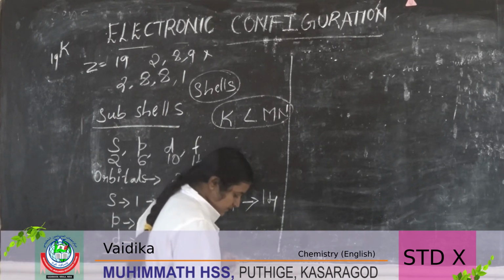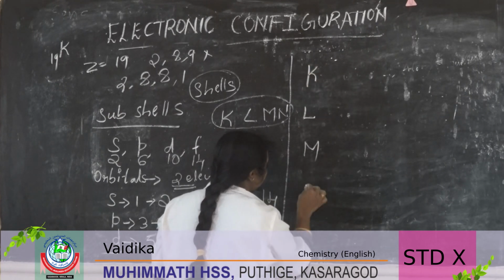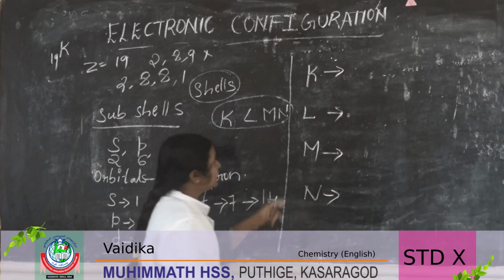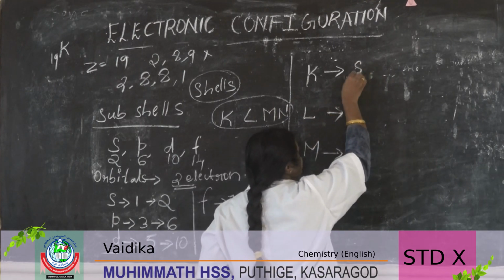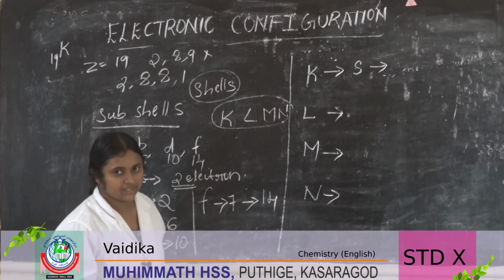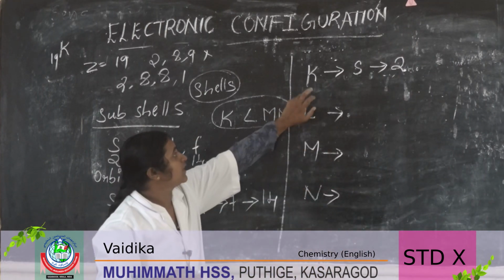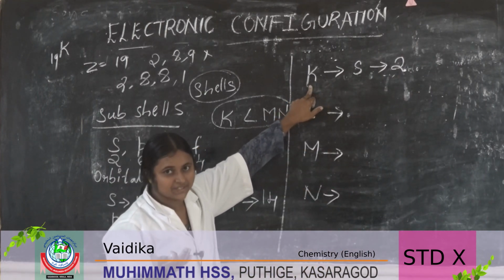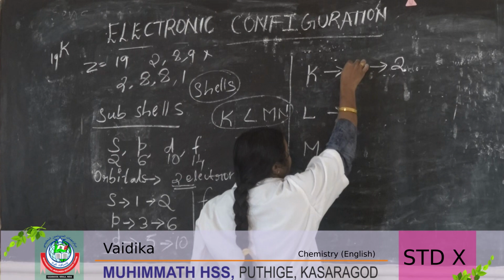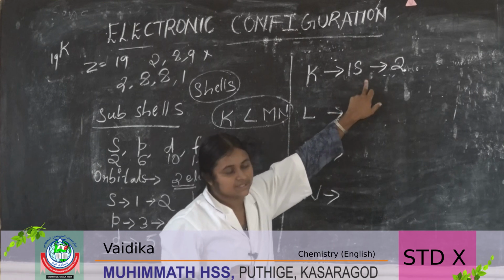So let us give a relation between the shells and subshells, or how many subshells are present in the shells. In the K shell, only the S subshell is present, because in the S subshell 2 electrons can be accommodated, and in K also 2. So S will be the subshell of K. K can also be represented as 1, by using the Bohr atomic theory. So here we can write 1s. The K shell has the 1s subshell.